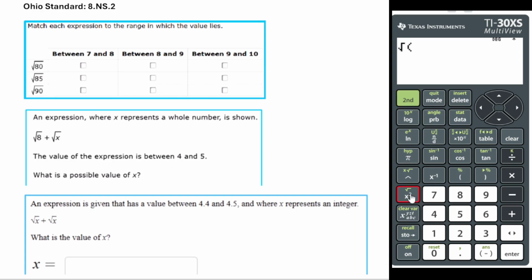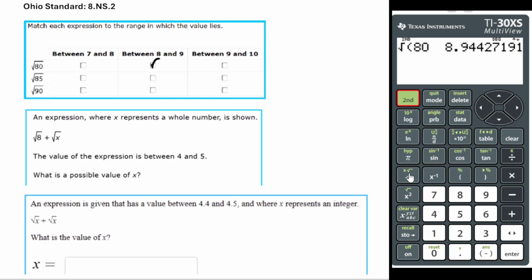And if you're using one of the TI-30s that are in my room, it's still second x squared, even though your calculator looks different than mine. And you put in 80, and you hit enter. And it says 8.9442791. Is 8.9 between 7 and 8, 8 and 9, or 9 and 10? It's between 8 and 9. So you check that off.